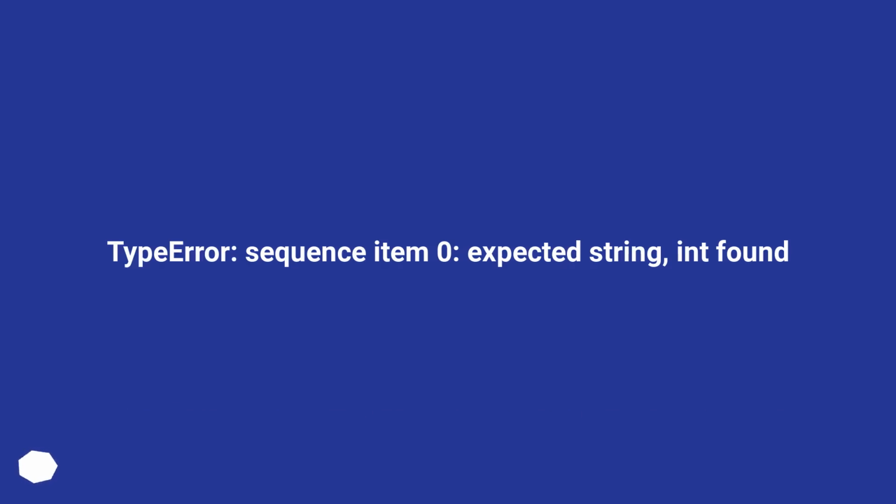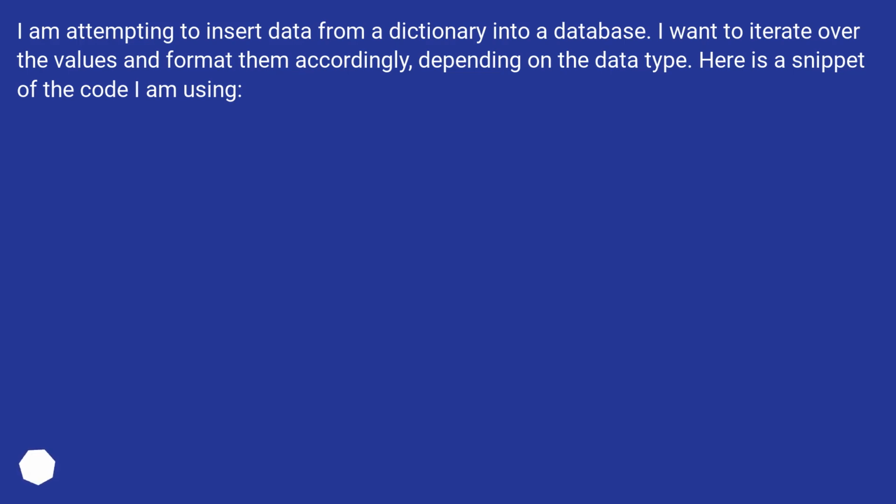TypeError: sequence item 0: expected string, int found. I am attempting to insert data from a dictionary into a database. I want to iterate over the values and format them accordingly, depending on the data type. Here is a snippet of the code I am using.